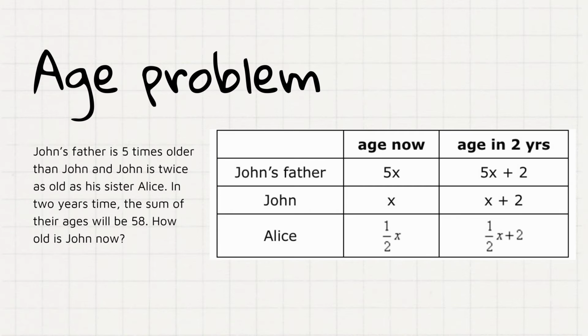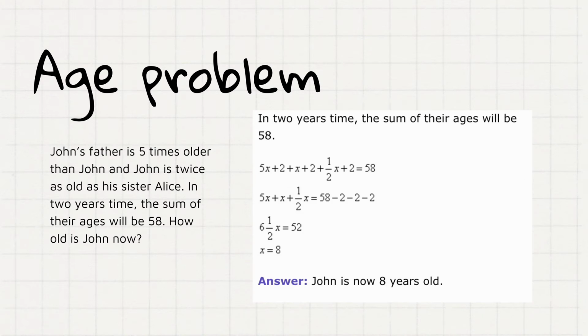It started with the statement, John's father is 5 times older than him. Since we don't know John's age, this will be x, and his father's age will be 5x. Next statement: John is twice as old as his sister. He's older than his sister, so 1.5x will be the sister's age. The next table represents everything we need to get onto the solution part. These are just their ages in 2 years. For the solving part, we just have to add them together and solve for x.